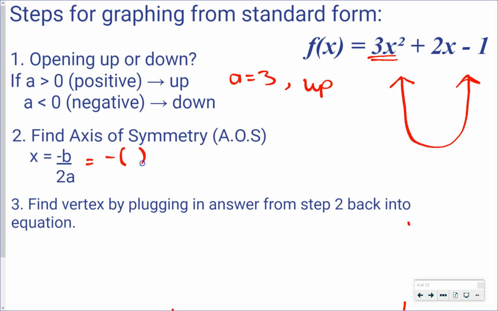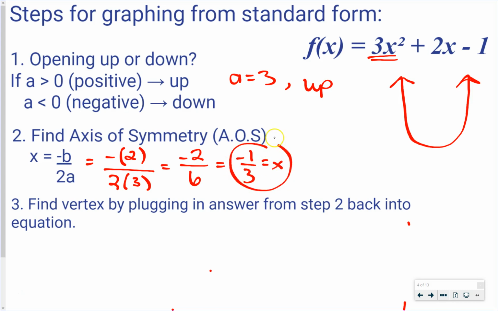So negative b over 2a. What is b in this equation? It is 2. Good. What is a in this equation? We already figured that out. It was 3. So this becomes negative 2 over 6, which simplifies to negative 1/3. That is our axis of symmetry, which is that line that's cutting down the middle.